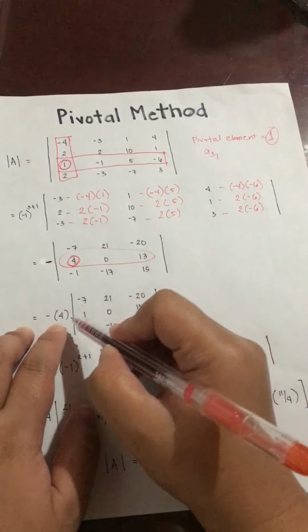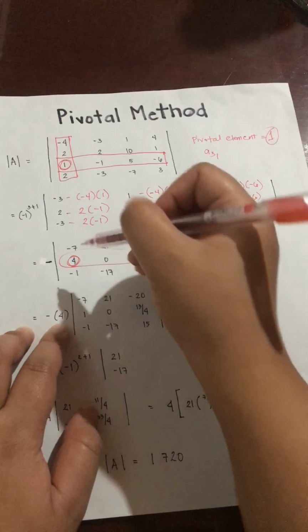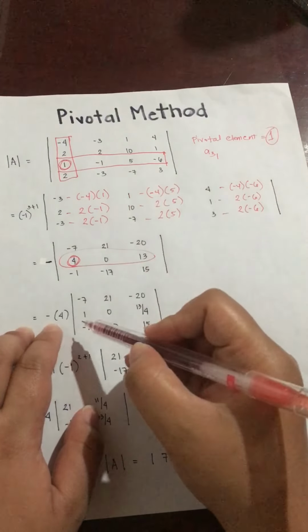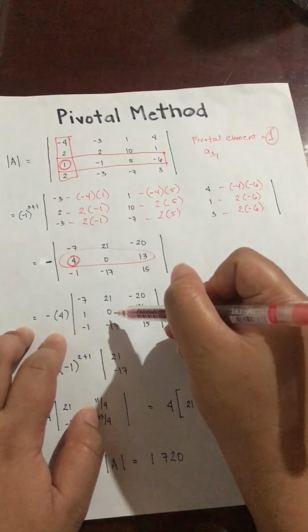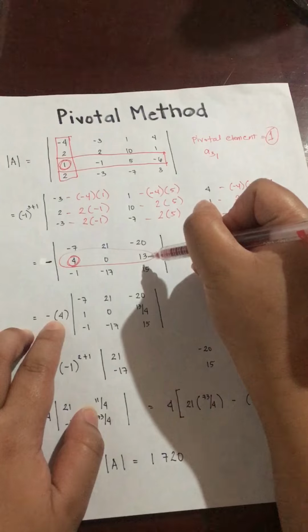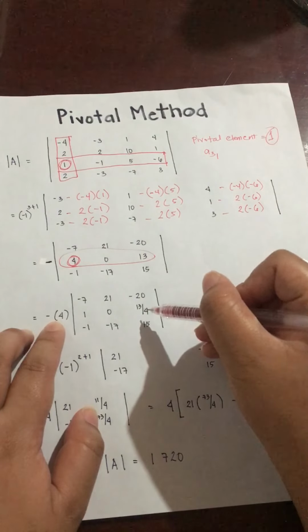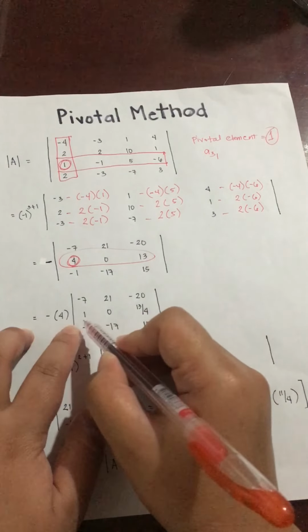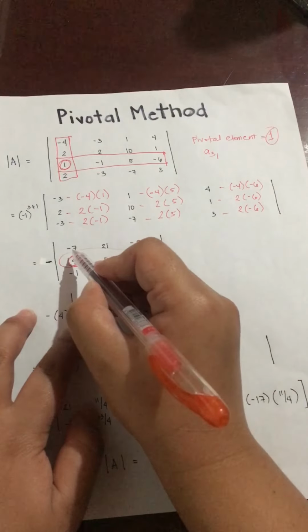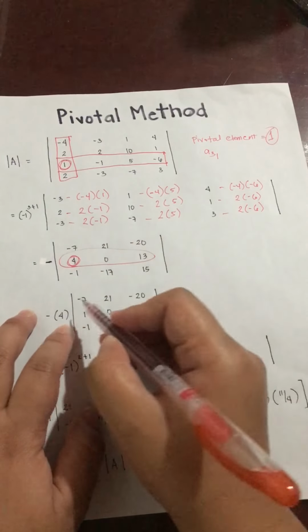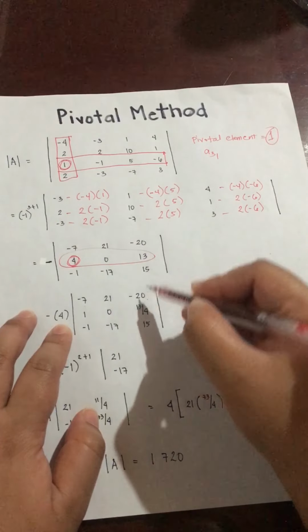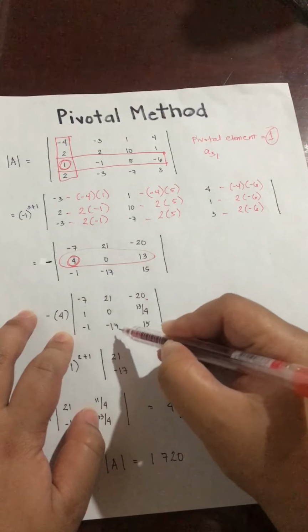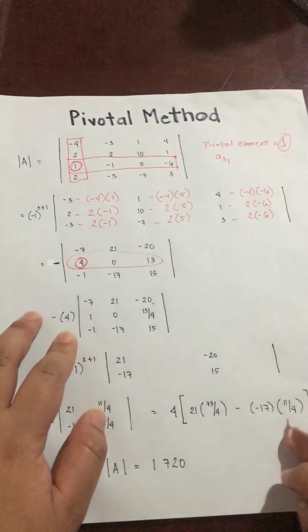So, bale, 4 divided by 4 is 1, then 4 divided by 0 is 0, then 13 divided by 4 is 13 over 4. Now, after factoring this out, you will just copy the remaining entries. So, we will write negative 7, 21, negative 20, negative 1, negative 17, and 15.